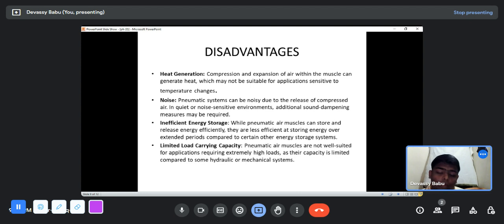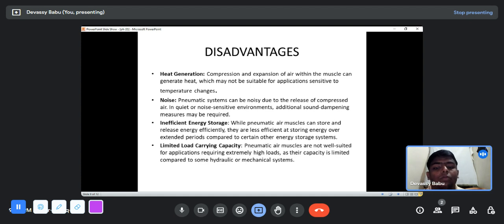The disadvantages of pneumatic air muscles. Heat generation: the compression and expansion of air within the muscles can generate heat, which may not be suitable for applications sensitive to temperature change. Noise: the pneumatic system can be noisy due to the release of compressed air. In quiet or noise-sensitive environments, additional sound damping measures may be required.